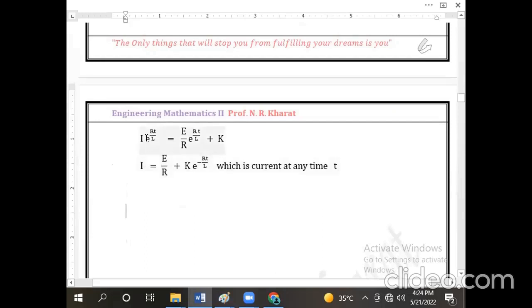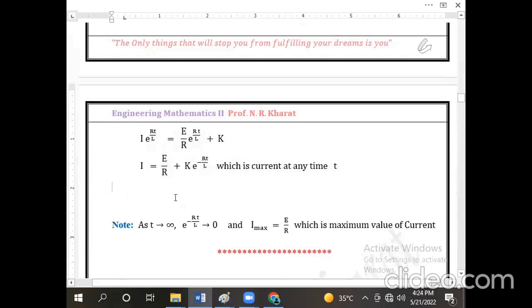Before that, we are just multiplying e raised to minus Rt upon L to the differential equation. So we get I equal to E upon R plus k e raised to minus Rt upon L, which is the current at any time. So applying the initial condition, we have to find the value of this constant.